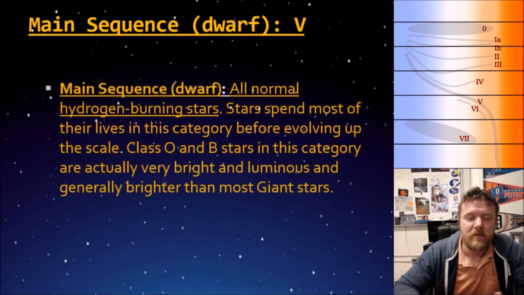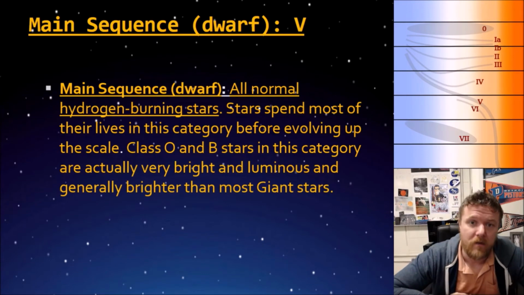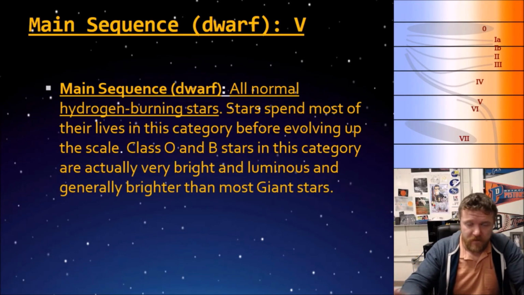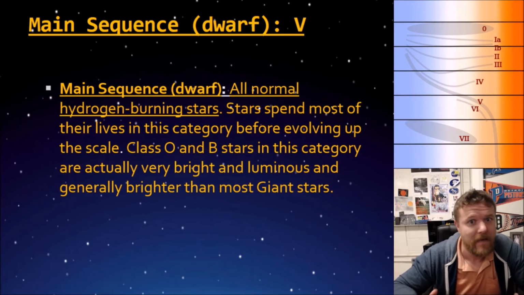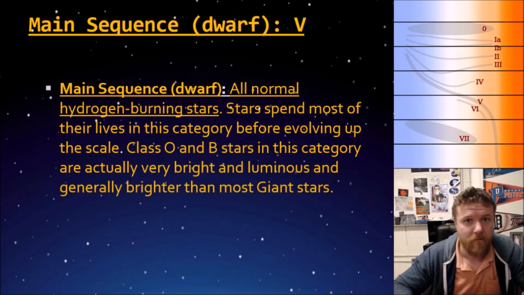So a main sequence star is just any normal hydrogen-burning star. Hydrogen fusion is going on in the core. You're doing your normal star stuff. You're going to be doing this for like 90% of your life. You just kind of sit on the main sequence for a very, very long time.